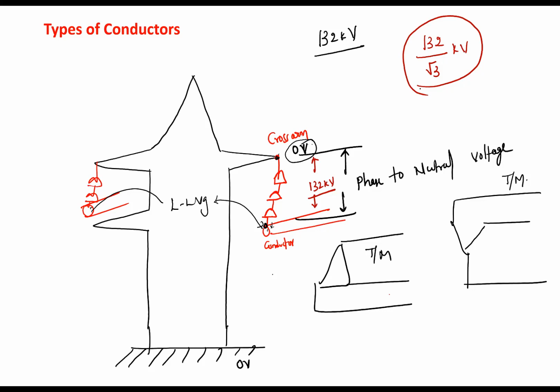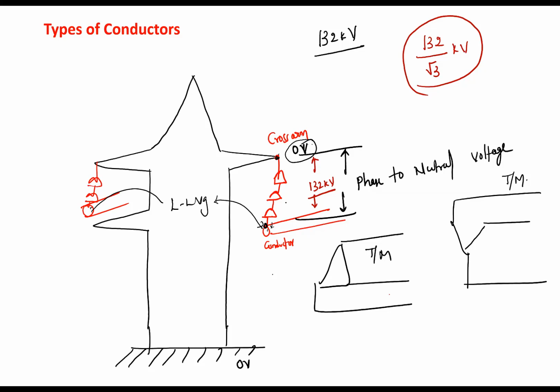That is the point. So it is always economical to do high voltage power transmission in star because the amount of insulation required between the conductor and cross arm is reduced by √3 times. Did you understand my point?